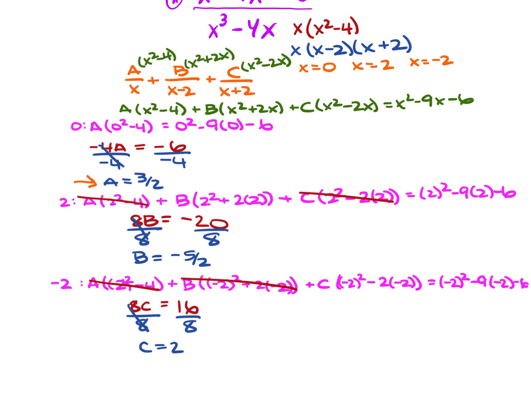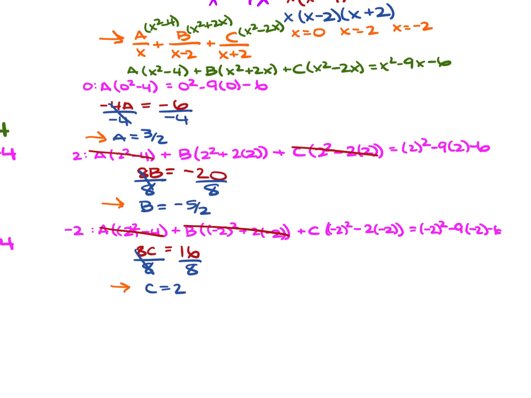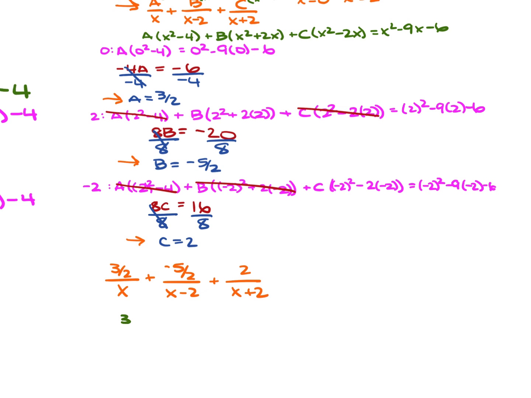So we're going to use the a, the b, and the c, and we're going to plug it in to that a over x plus b over x minus 2 plus c over x plus 2. So this is going to give us 3 over 2 over x plus negative 5 over 2 over x minus 2 plus 2 over x plus 2. We need to simplify both of those first fractions, so it's going to be 3 over 2x minus 5 over 2 times x minus 2 plus 2 over x plus 2.